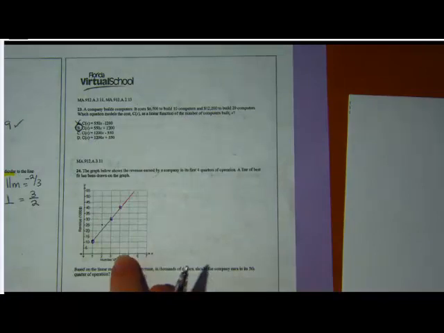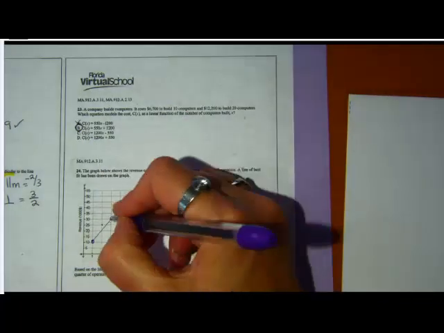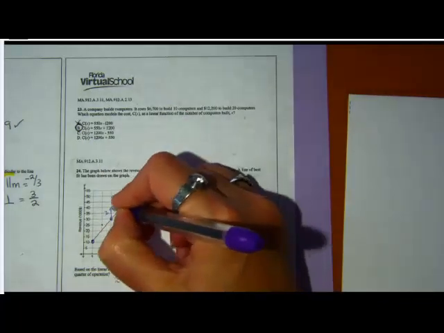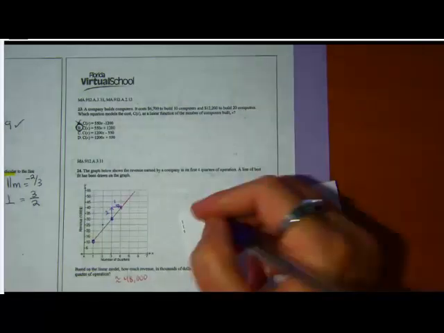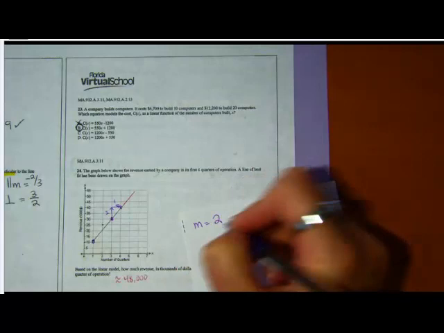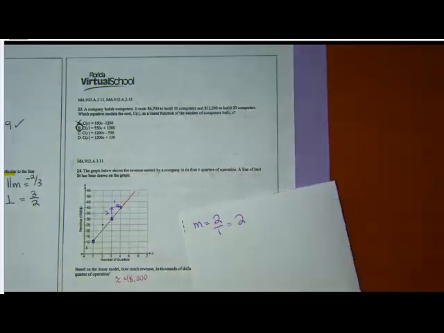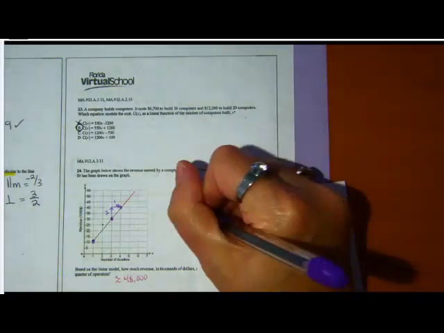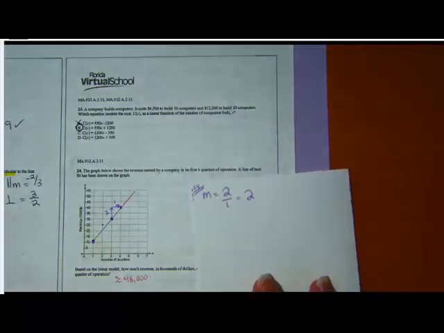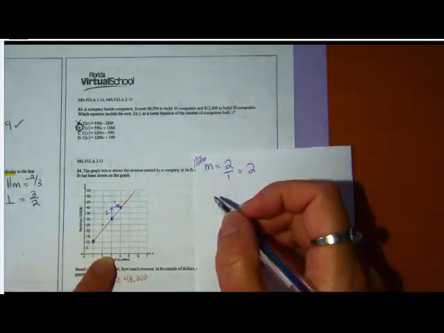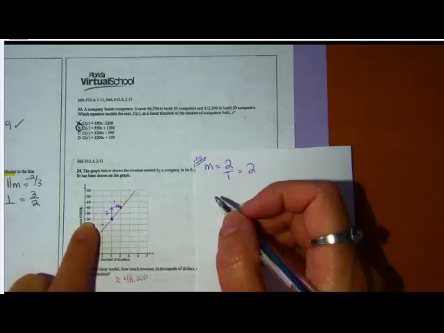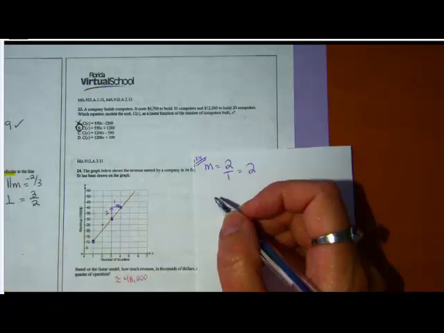Between 4 and 3, we're going up 2 and over 1, so that's our slope. Do you see that? So our slope is 2 over 1, which is just 2. Then at this point we're at 330, so we can use this x and this y.